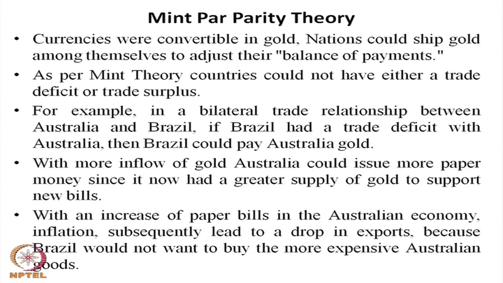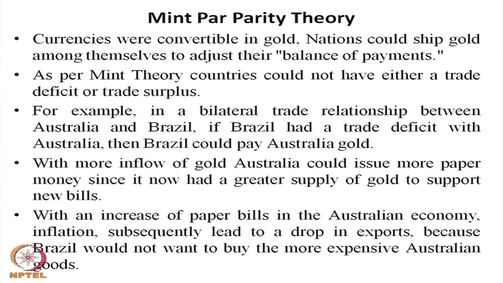Brazil needs to send gold to Australia. Australia receives more gold, and what does it mean? It means that the supply of currency in Australia would increase. Suppose Australia is on a paper currency standard, which means the underlying asset is gold. On that basis, the paper currency develops, and more paper currency will be supplied in Australia because Australia is receiving more gold. There will be more supply of money in Australia.